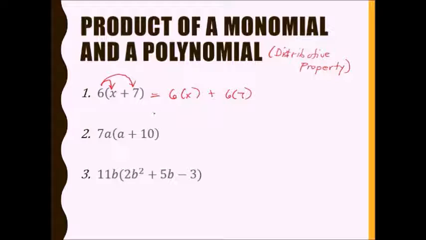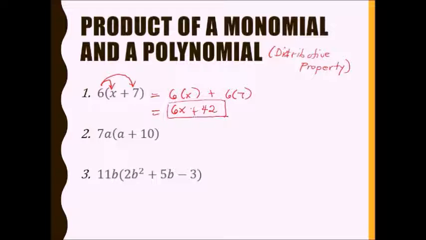Once you're already familiar with the process, you may start answering directly. So 6 times x is 6x, and 6 times 7 is 42. So the positive sign will be the operational symbol.